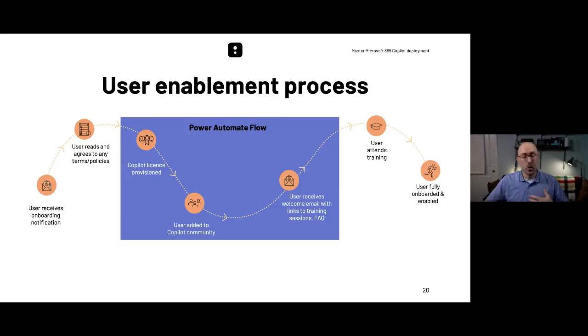From there, you're going to want to start assigning the license. Now, I put this in a block for Power Automate. Automating this is going to streamline a lot of the work that you have to do down the line. So if you automate the license approval or the license provisioning process, you automate adding them to the Copilot community, which we'll talk more about in a moment, and then you automate the communication of that information, you're going to streamline a lot of this along the way.